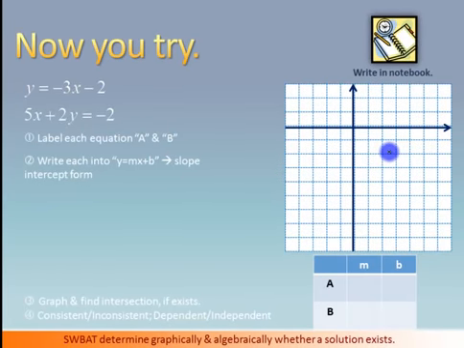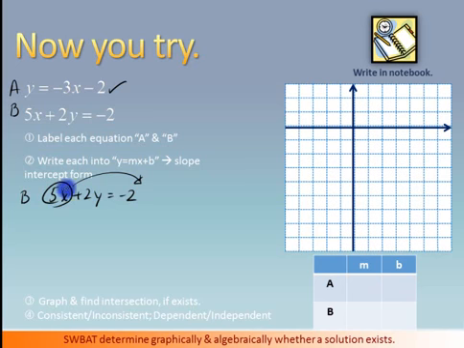Okay, same process, so we're going to start by labeling, looking at whether we need to change both or one into slope-intercept form. This one's already good to go. We don't need to change it to slope-intercept form. The second one we do. So let's take B, 5x plus 2y equals negative 2, and we're going to solve it for y. So I'm going to move the 5x over. I'm going to subtract 5x. So I get 2y equals negative 5x minus 2. Divide every single term by 2. Simplify.